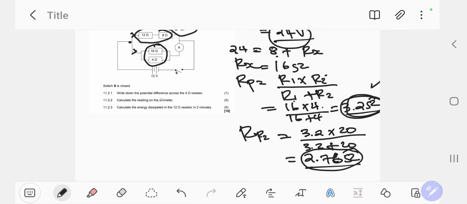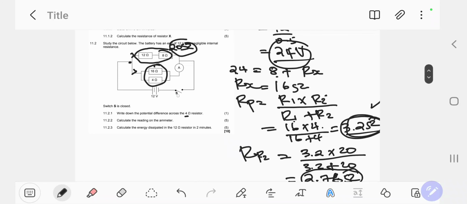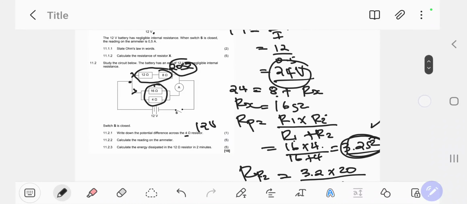So write down the potential difference across the 4 ohm resistor. Which one is the 4 ohm resistor? It's going to be this one. So it's going to be 12V. I'm going to explain why it's 12V. So we need to understand that this battery supplies 12 joules of energy, which is 12V, and into this parallel circuit, into that parallel circuit.